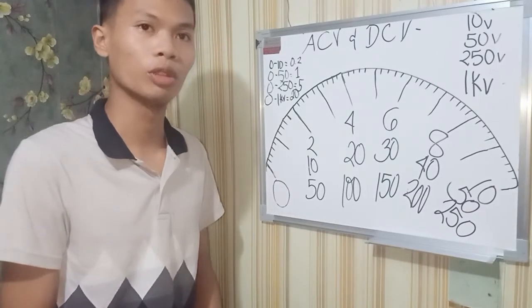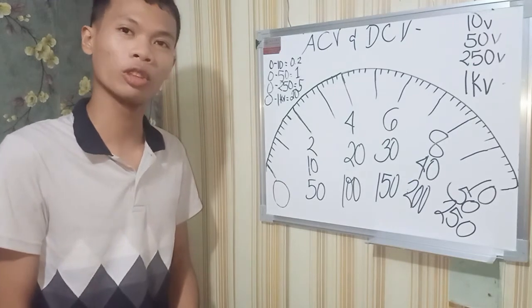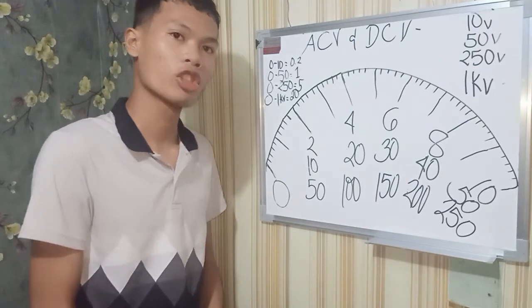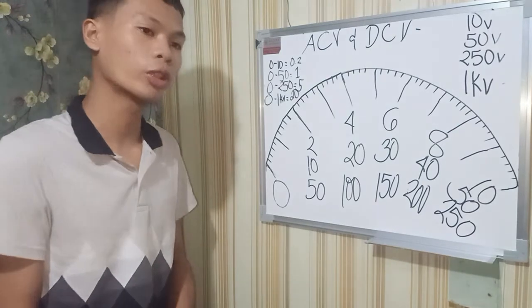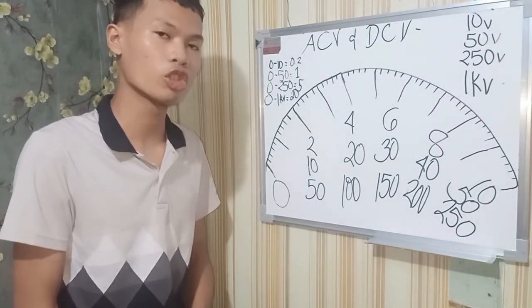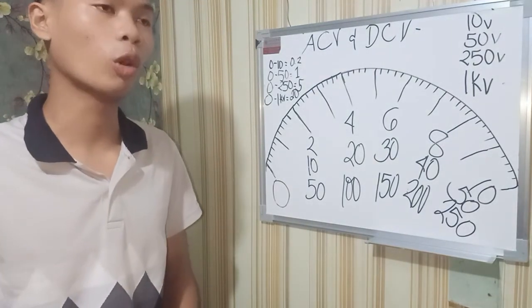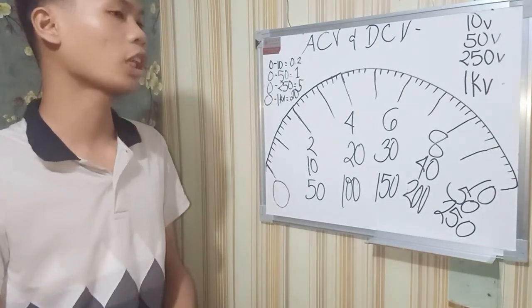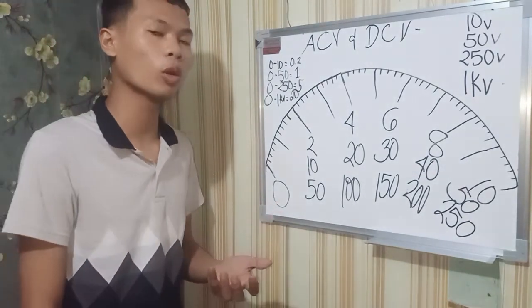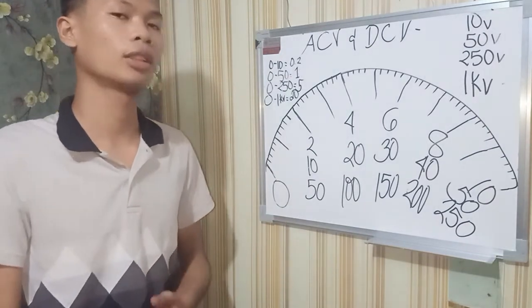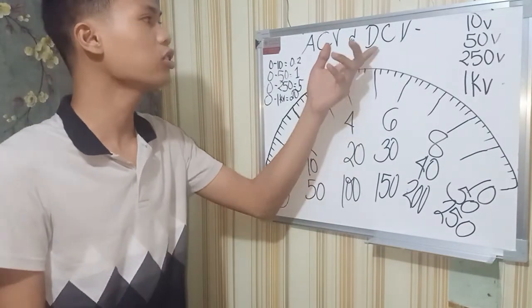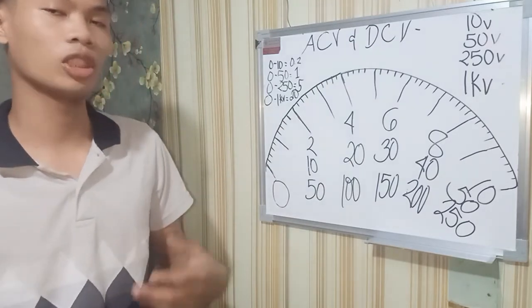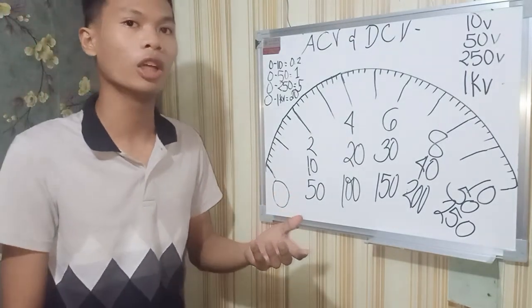Hi everyone, today I will discuss how to read the voltage in a multimeter. There are two types of voltage: alternating current voltage and direct current voltage. Alternating current voltage is the voltage found at the outlet, while direct current voltage is the voltage found in batteries.